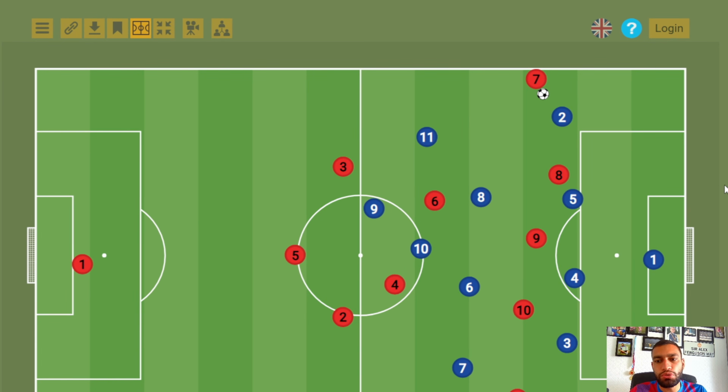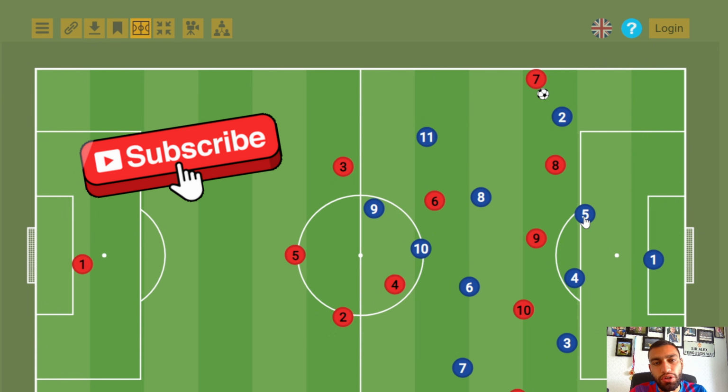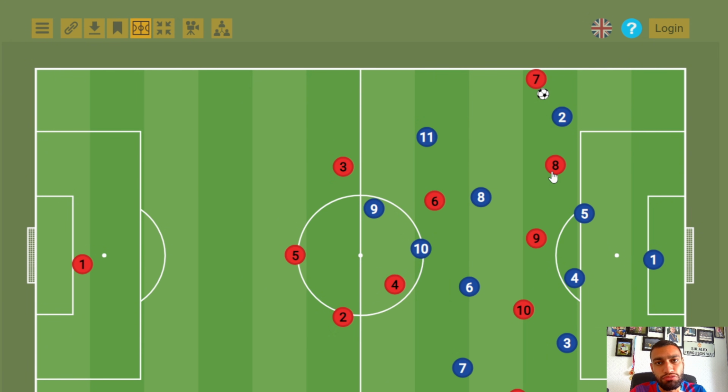So as a number 8 or number 10, you have to be willing to make these underlapping runs in that half space. And what's important is the detail. It's not you making a vertical run, because sometimes you can be tracked by the centre back. What you must do, and you're going to see this in the video that I'm about to show you right now, is curve your run. So then you can receive the ball here and then create these cutback or crossing opportunities.